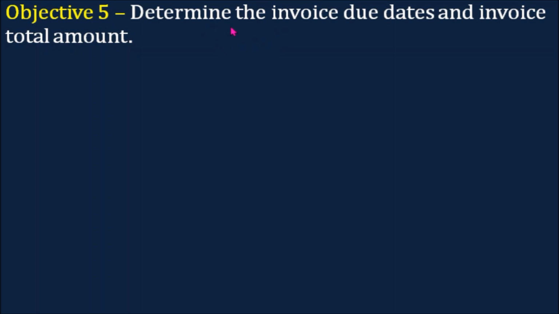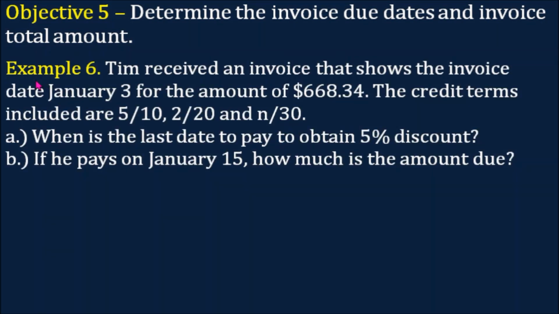Objective number 5, determine the invoice due dates and invoice total amount. Example number 6, Tim received an invoice that shows the invoice date January 3 for the amount of $668.34. The credit terms included are 5/10, 2/20, and N/30. What do these terms mean?